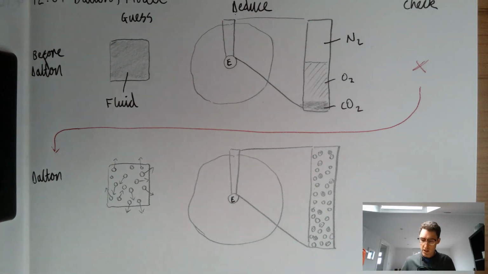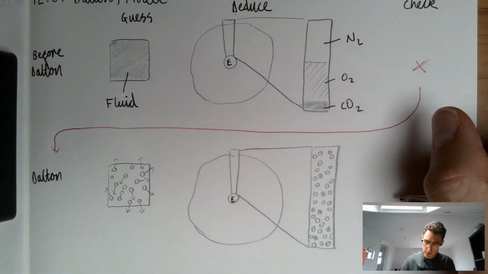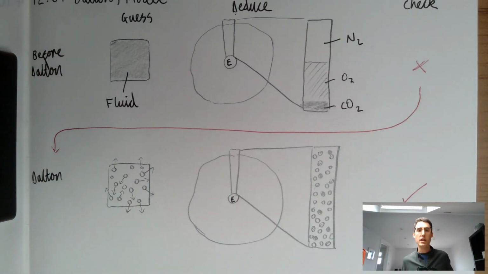So this was Dalton's guess. This is what he deduced from it. Is this what we expect to happen? Is this what happens? Well, yes, this is pretty much like it really is. So that's why people thought actually Dalton's guess gives us, this is a step forward in science.